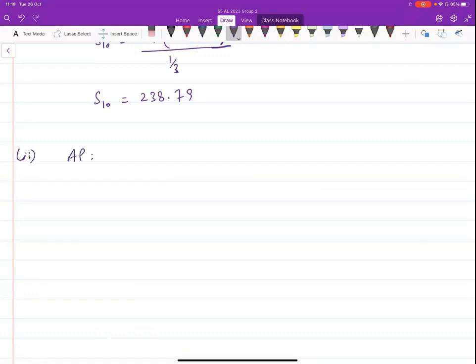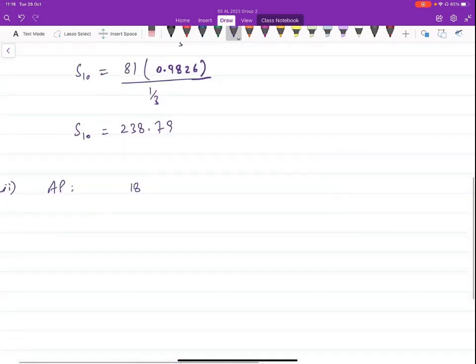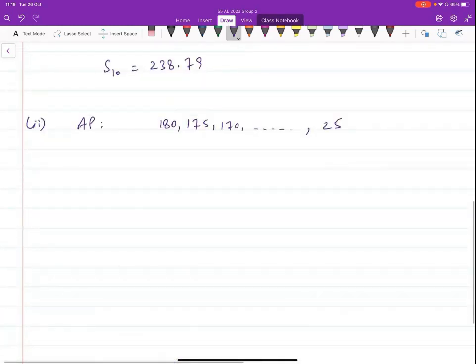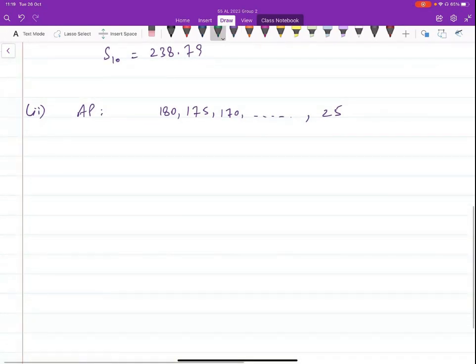So we have an AP and the terms are starting from 180, 175, 170, all the way until 25. Okay, so this is the sequence that we've got. It's an AP. Now, what exactly is required to define an AP? We need the first term. We already have the first term, that is 180. So that's pretty straightforward.